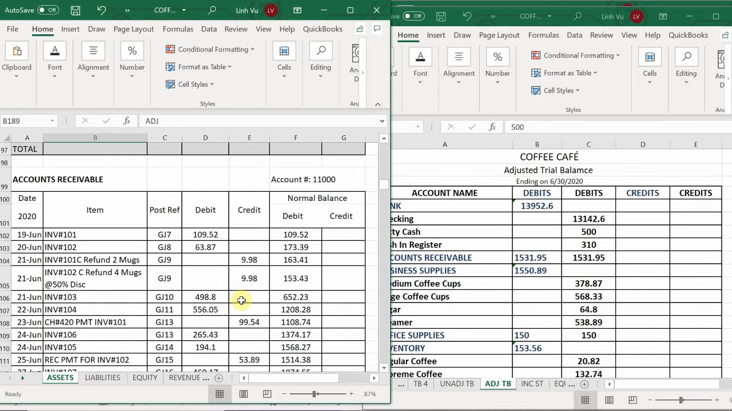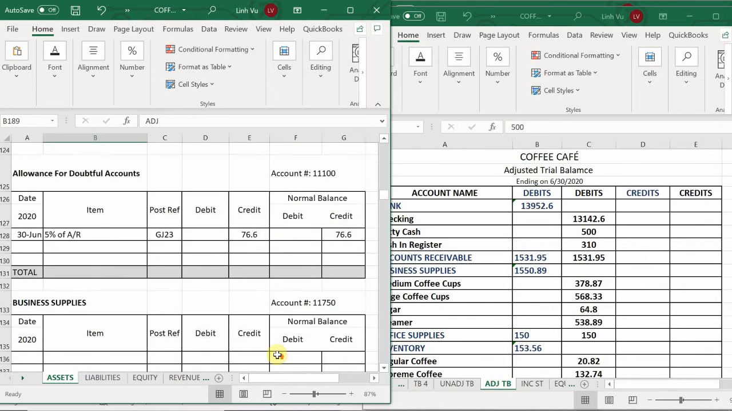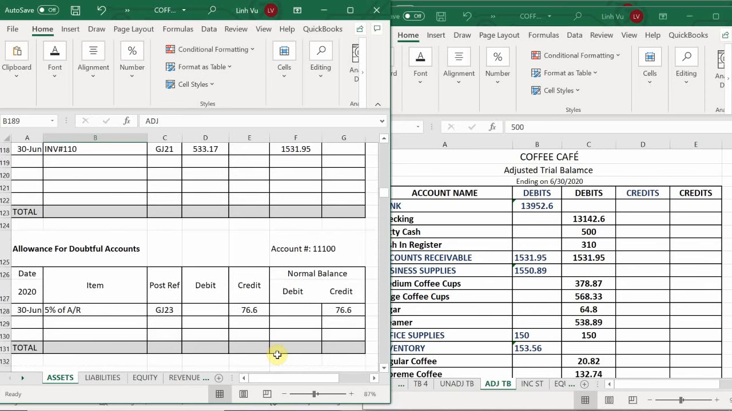Okay. I have my accounts receivable. Is it still the same? One second, I have the screen on the top. I cannot see the screen. Here we go. This one. Yes, it's the same. 1531.95. Okay. However, we have a contra account. Okay, we have a credit for 76.60 for allowance for doubtful accounts.